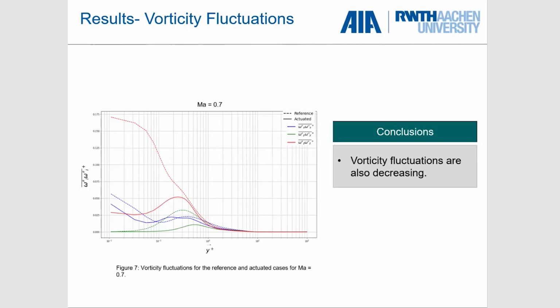which is another key indicator that this method is working: the reduction of wall vorticity fluctuations, which is also a key indicator of the presence of vortices in the near wall region. Here again, we have the symmetric components for the streamwise, spanwise, and wall normal directions for the vorticity fluctuations. And what we can see is that between the reference and actuated cases, these vorticity fluctuations are also decreasing. Hence, the drag reduction is achieved.